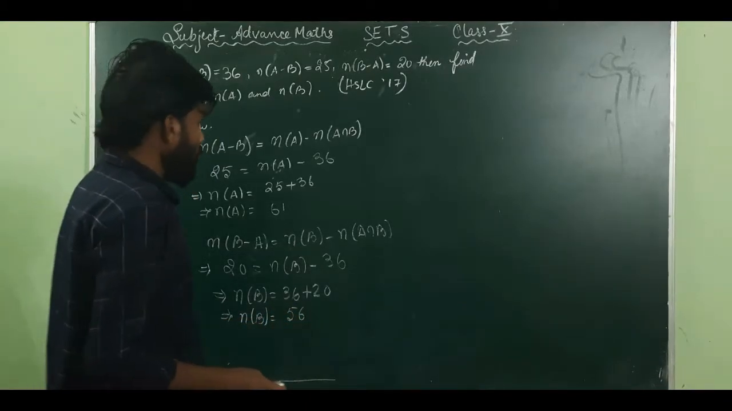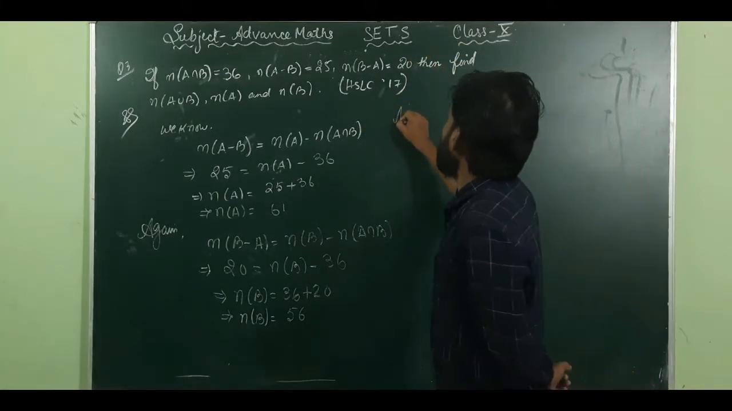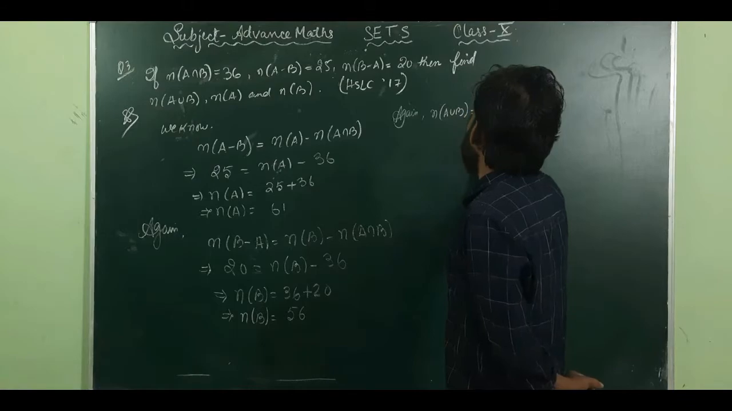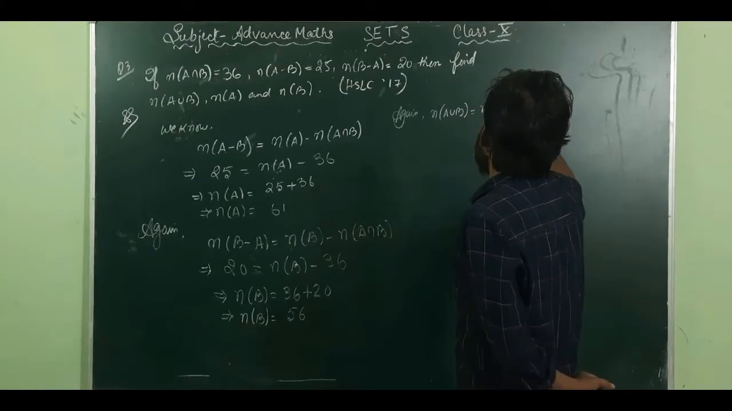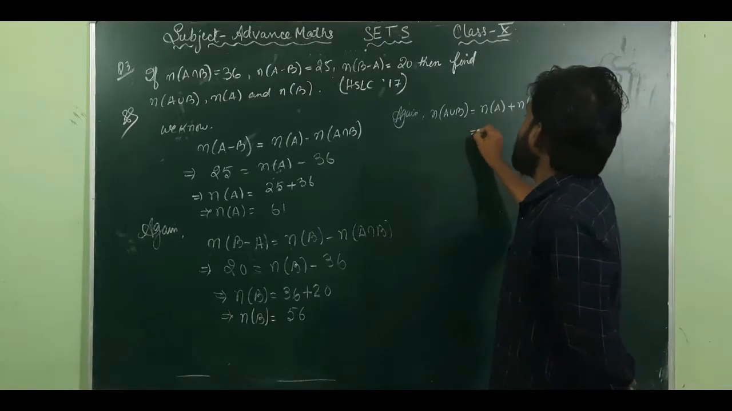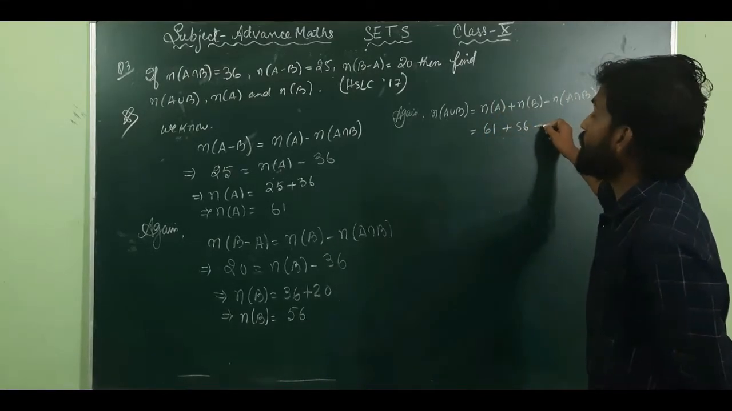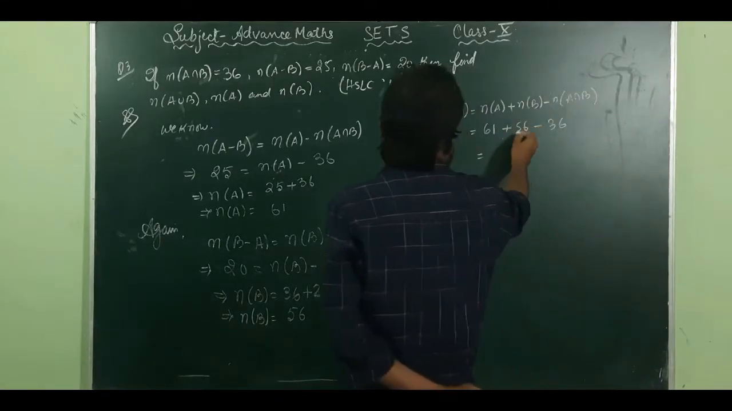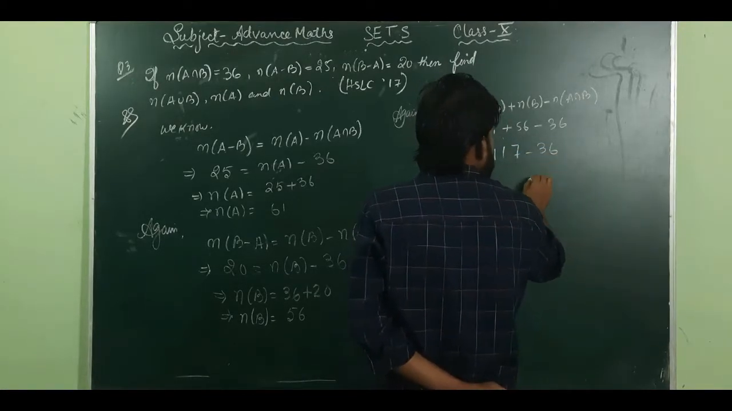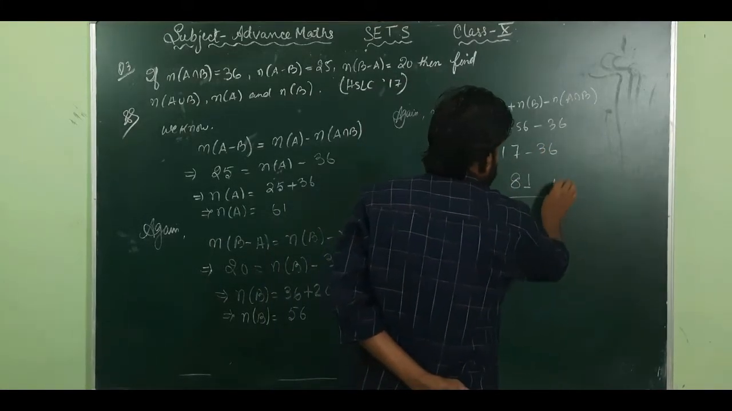Now since we have the value of n of a and n of b, we can find n of a union b. So what can you write here? Again, n of a union b is equal to n of a plus n of b minus n of a intersection b. That means n of a value is 61, n of b value is 56, and n of a intersection b value is 36. That means 61 plus 56 is 117, minus 36. 117 minus 36 will give you 81 here. So the answer will be 81.